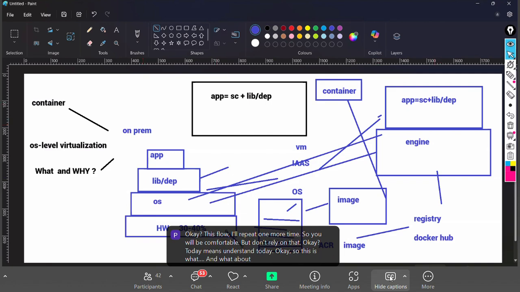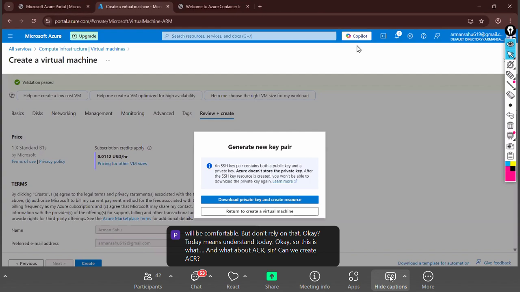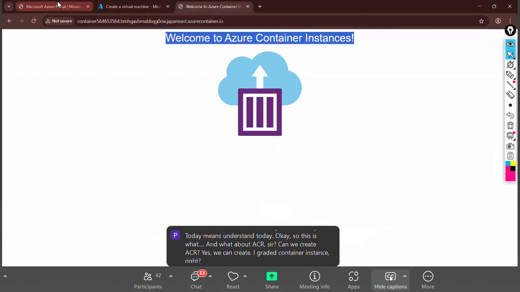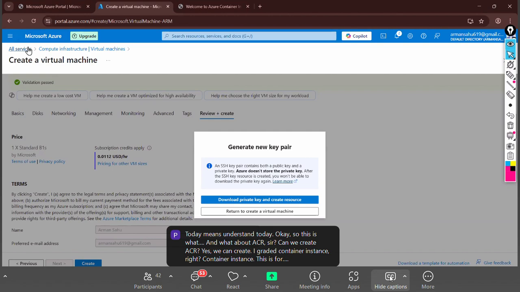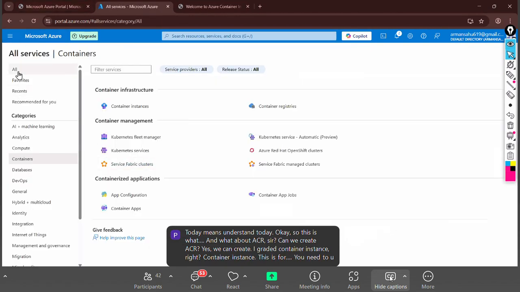And what about ACR, sir? Can we create ACR? Yes, we can create. I created a container instance, right? Container instance, for this you need to understand scalability for mid-level.